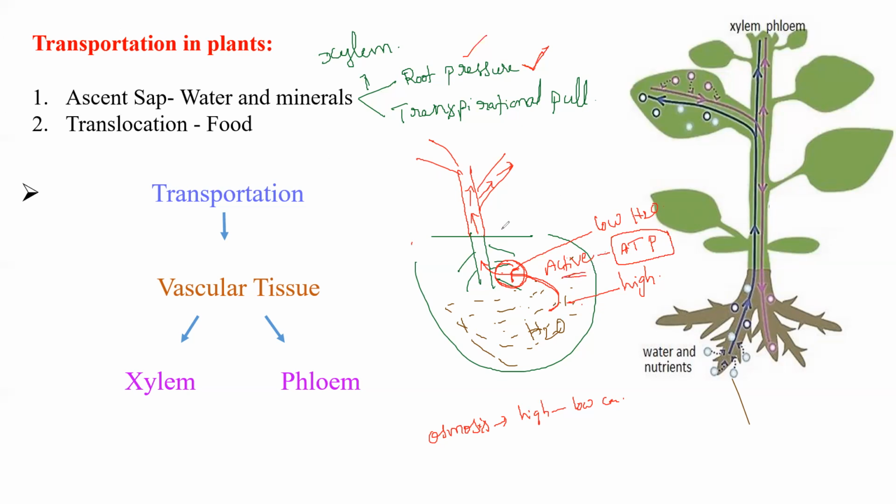And one more thing, remember, the water which is transporting is moving against the gravitational force. As you know, the gravitational force is downward because the earth attracts each and everything. Here, water is moving in an upward direction, against gravity. That's why it requires energy that is utilized from the plant in the form of ATP. Now, this is about the root pressure.